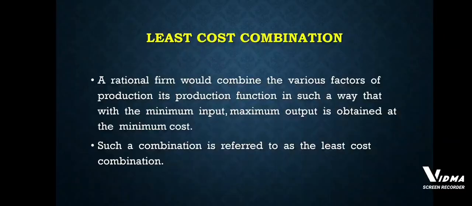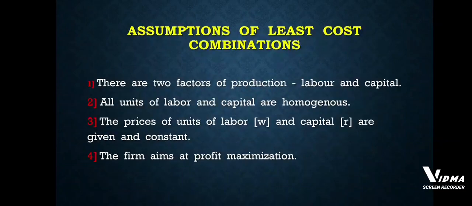So first let us see what is least cost combination. A rational firm would combine the various factors of production, its production function, in such a way that with the minimum input, maximum output is obtained at the minimum cost. So what do you mean by least cost combination? It is nothing but the usage of minimum input at a minimum cost to give a maximum output is called a least cost combination. So such a combination is referred to as the least cost combination.